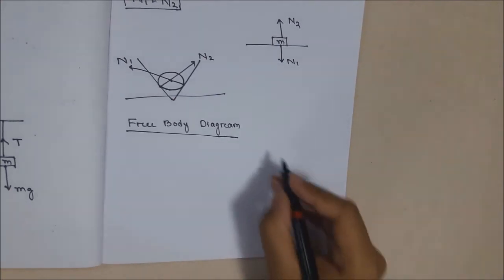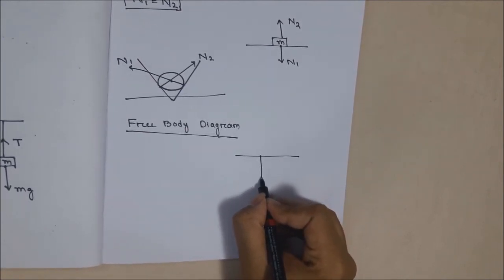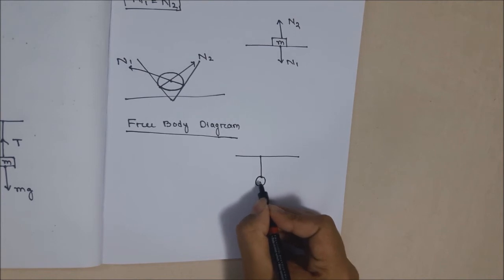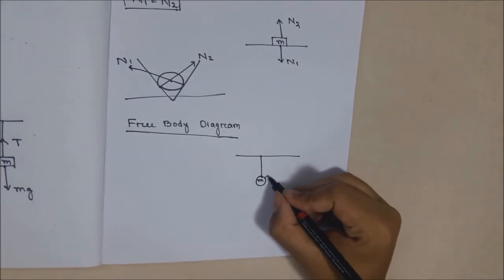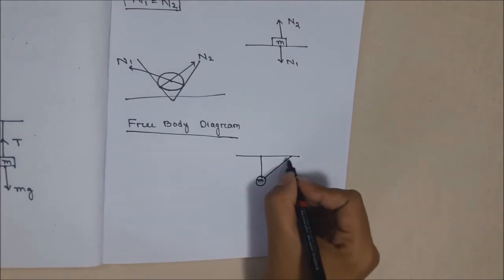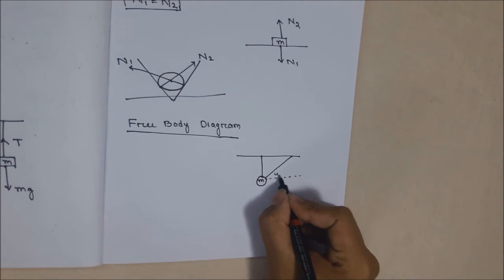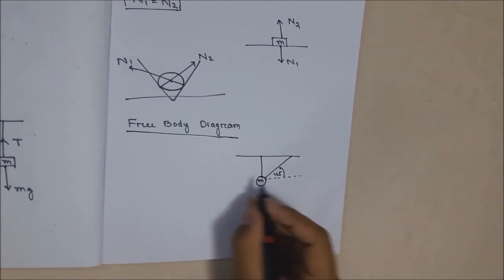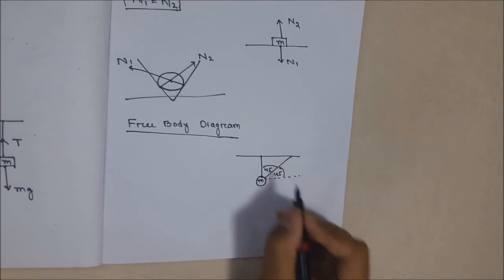Let me give an example. This is a roof, this is the rope, and this is a ball of mass m. Another rope like this is there, it is making an angle of 45 degree with the horizontal. Let this be 45 degree.